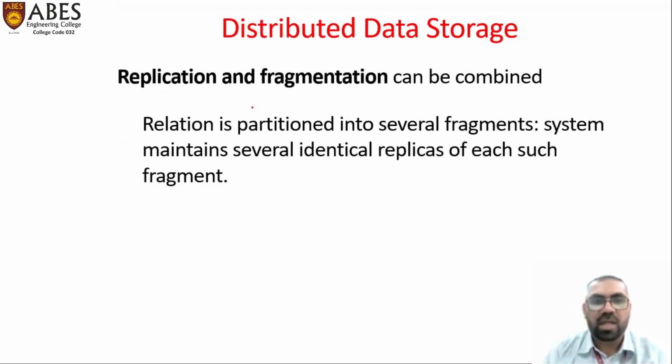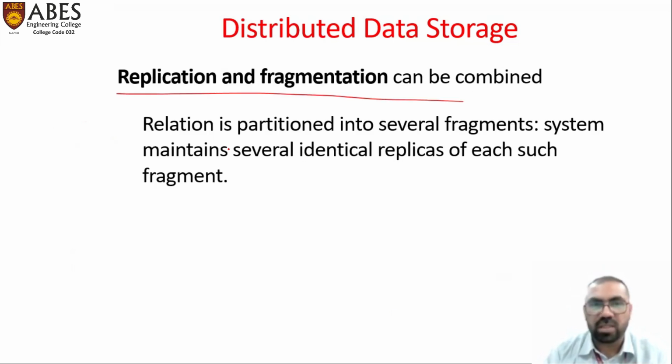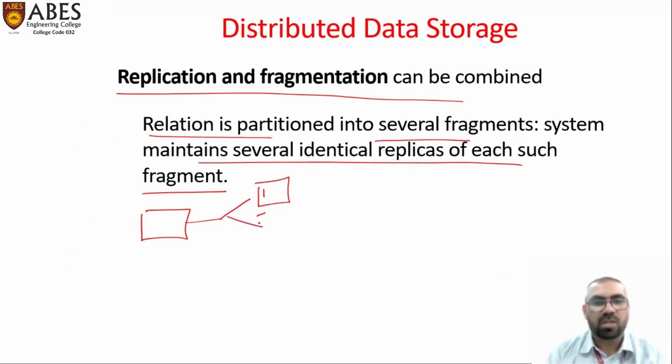Okay. Replication and fragmentation can be combined. When we do both, the relation is partitioned into several fragments, and the system maintains several identical replicas of each fragment. So there is one whole system. If we are doing the replica, we are creating a copy 1, this is a copy 2, this is a copy 3, and this is the original copy. Now this is the replica part.